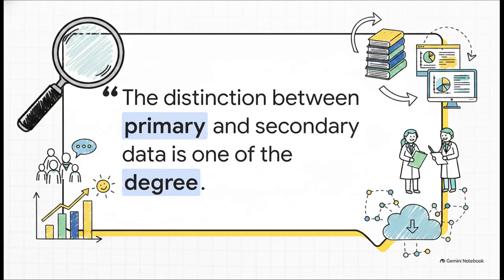This is such a crucial realization. Think about it. If an investigator goes out and conducts a massive, expensive survey directly from the source, they have generated primary data. But the absolute second they publish that data and another researcher comes along to use it for a brand new study, that exact same data instantly transforms into secondary data for the new user. The data itself didn't magically change. Only the relationship between the data and the investigator changed.